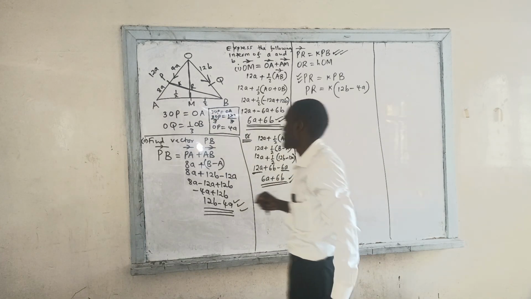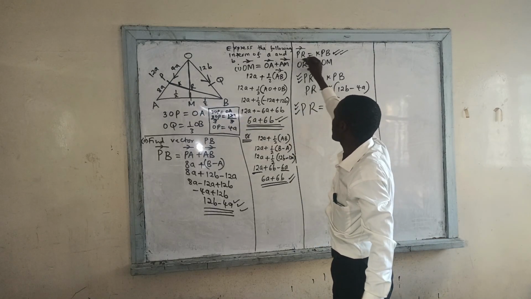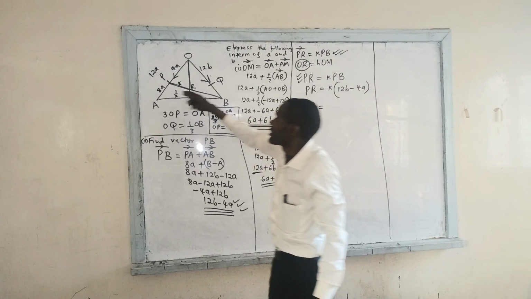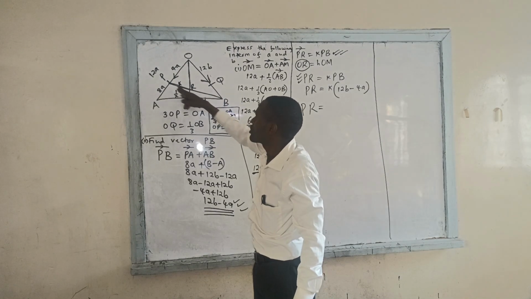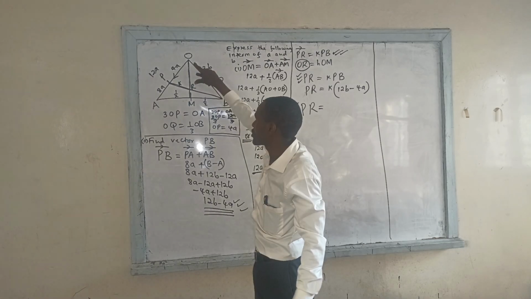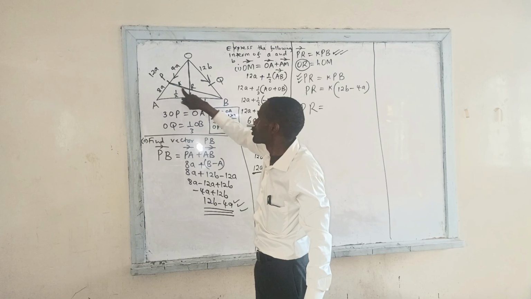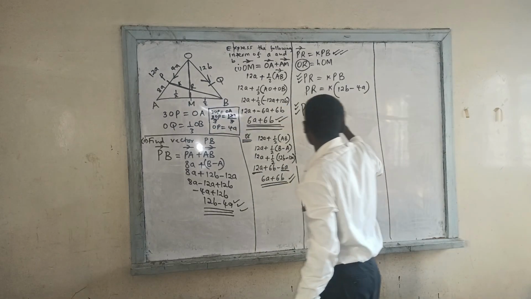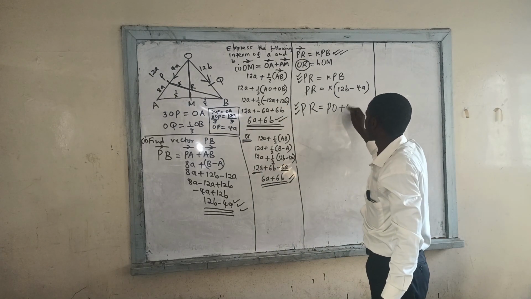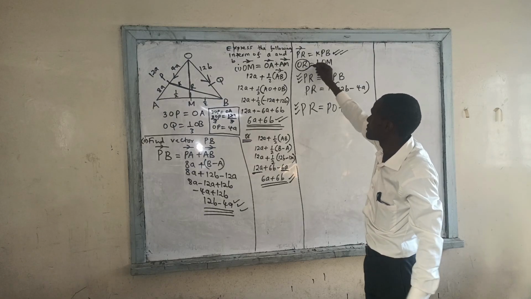Then the other PR can only be obtained by moving through OR. Because they have told us OR is this, but now we want to move from P to R. It means you have to move through this, then through that. Because this OR is actually given. You get the point? So you can say PR is also equal to PO plus OR.